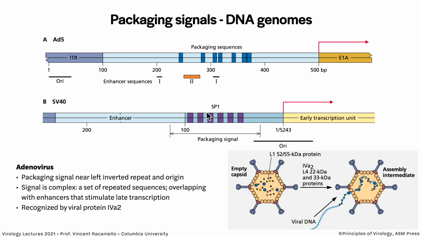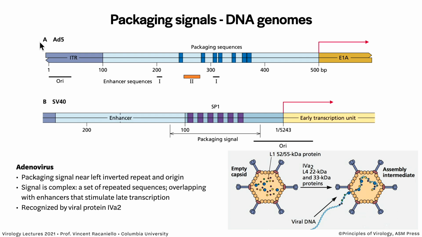Here we have two DNA viruses, adenovirus and SV40. Look at adeno on the top. Here are the packaging sequences, actually a bunch of them. There are a set of repeated sequences here near the left end. So here's the left end of the genome. And there's the inverted terminal repeat, of which there's one at the other end.